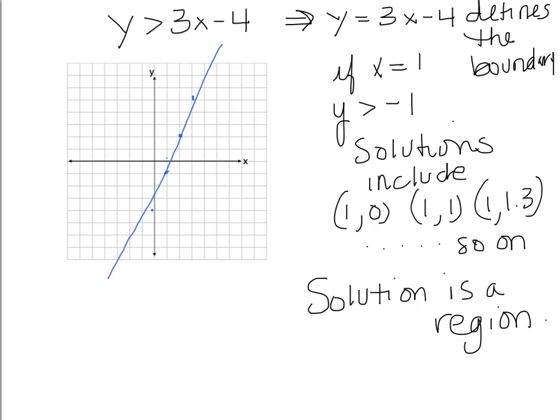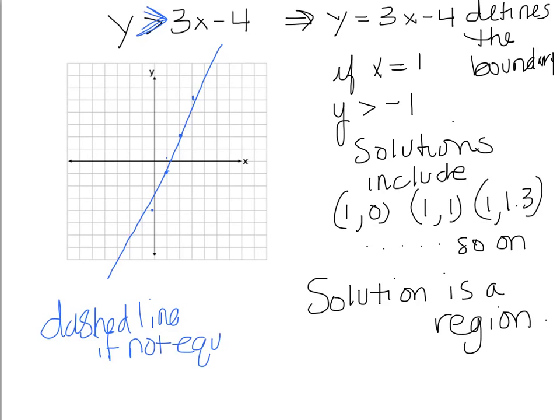Because you're not allowed to equal 3x minus 4, because it's only a greater than, there's not an equal, this is supposed to be a dashed line. So dashed line if not equal. Okay, so I need to go back and make this a dashed line, and I can make some eraser marks, and I've got a dashed line. Okay, so now that dashed line, because I'm not allowed to equal the line, is my boundary.